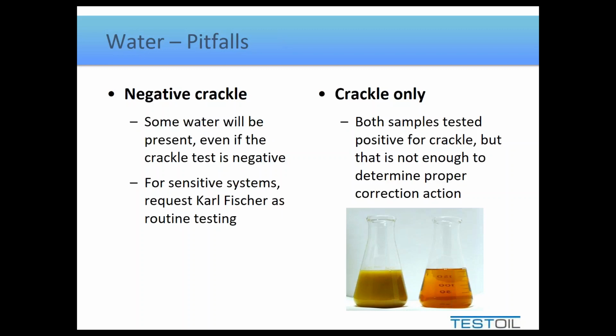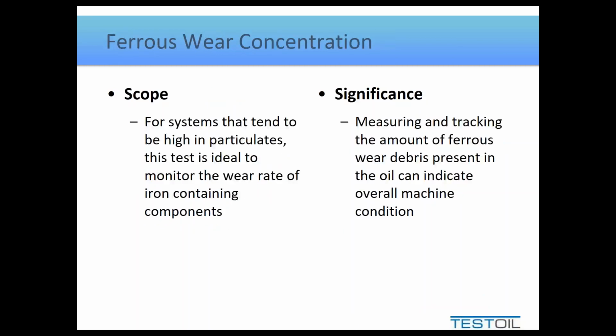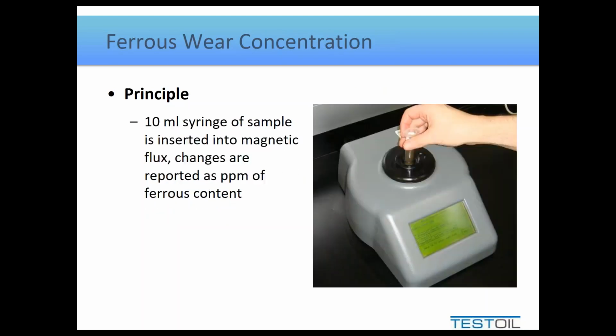So saying that, that's everything about water. The last couple tests I have to talk to you about are going to be about wear. I'll begin with the ferrous wear concentration very briefly, and then I'll get into analytical ferrography. Ferrous wear concentration is kind of like the crackle test of the wear debris. It is meant as a quick check of ferromagnetic particles. The significance of this check is it's used as a good screen and may suggest the performance of a better test, namely analytical ferrography.